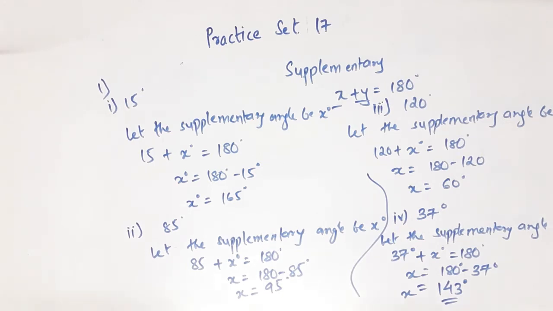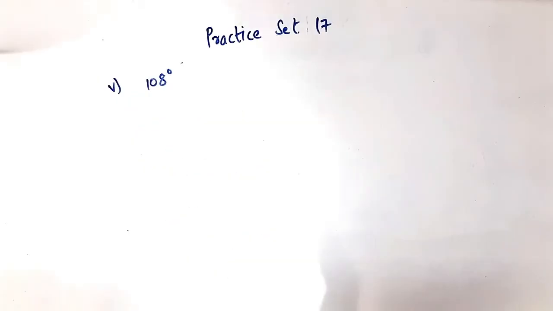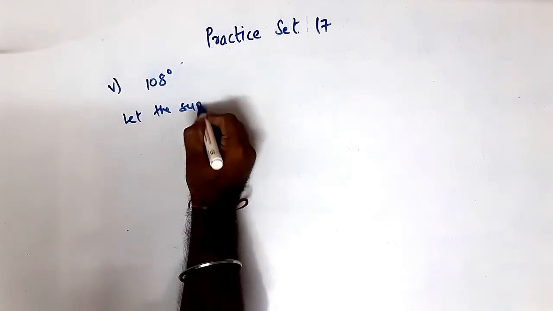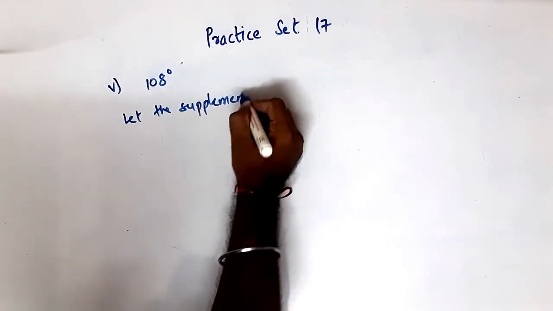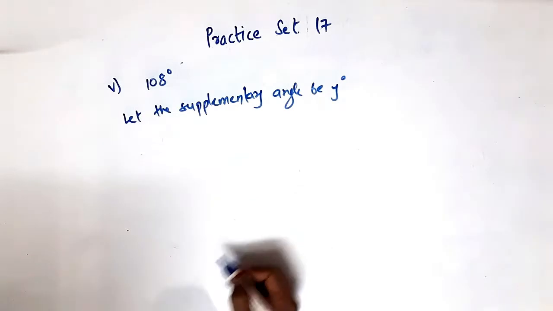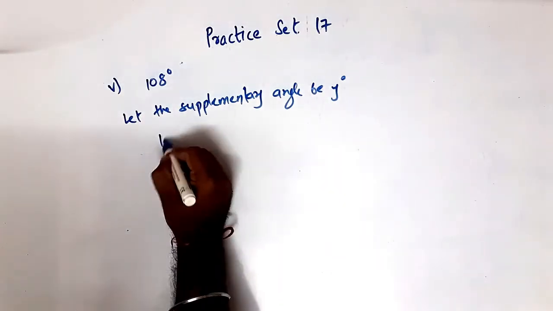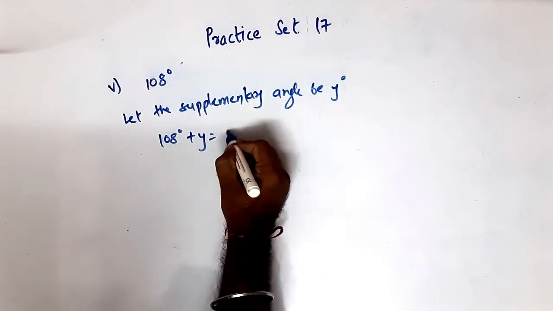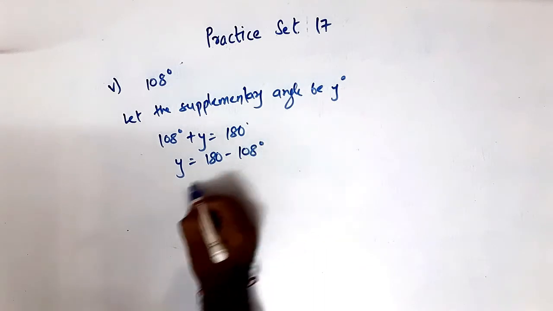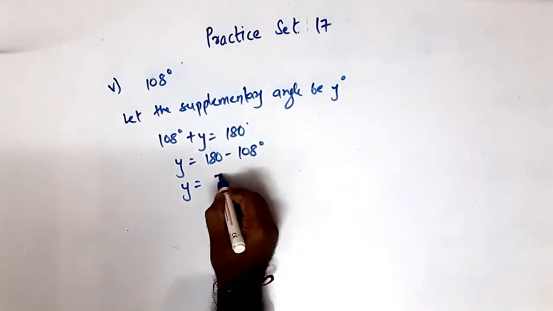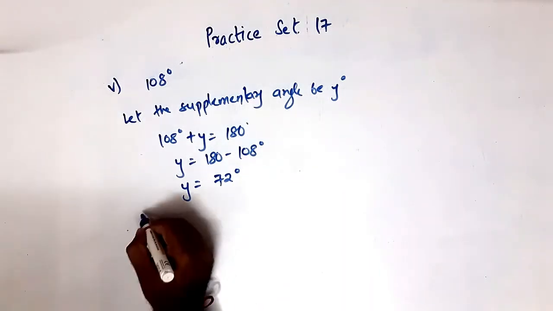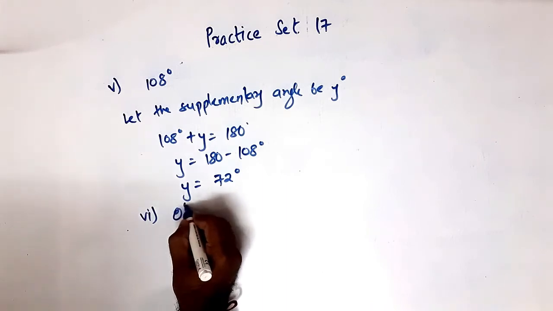Okay, which is 108 degrees. So I'll write, let the supplementary angle be y degrees. I can take any other variable. So 108 plus y equals 180 degrees. y equals 180 minus 108, which is equal to 72 degrees. Okay. Sixth one is 0 degrees.